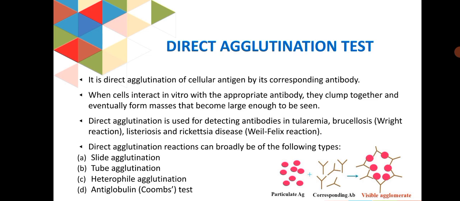The reactions can broadly be of the following types. Number 1, slide agglutination. Number 2, tube agglutination. Number 3 is heterophile agglutination, and number 4 is antiglobulin or Coombs test.